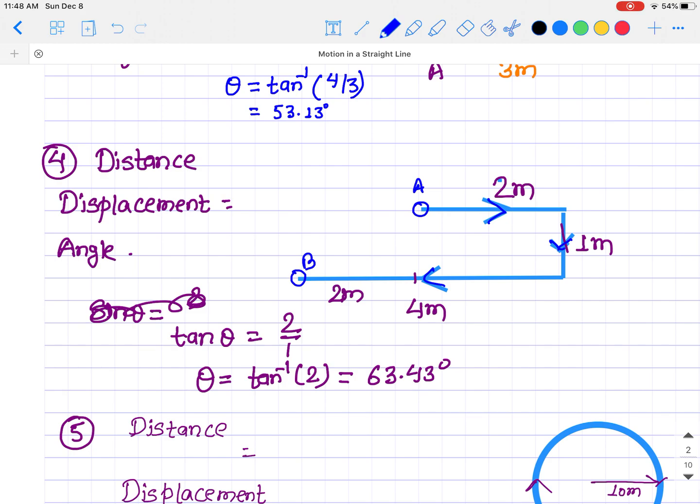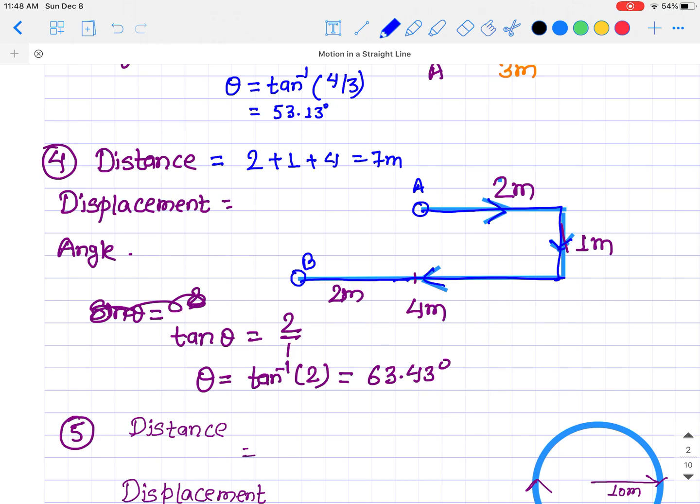How do you calculate the distance? So the distance is the total path covered. This is 2 meter, this is 1 meter, and this is again, and this total is 4 meter. 2 meter, 1 meter, and 4 meter. 2 plus 1 plus 4. What you get is 7 meter.